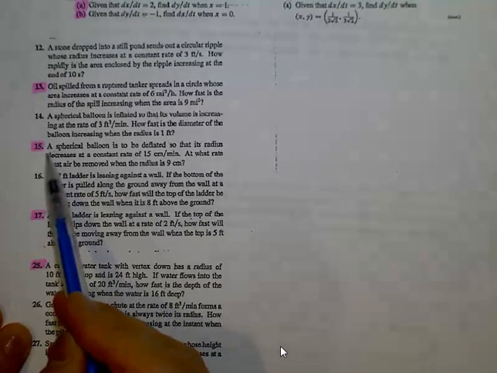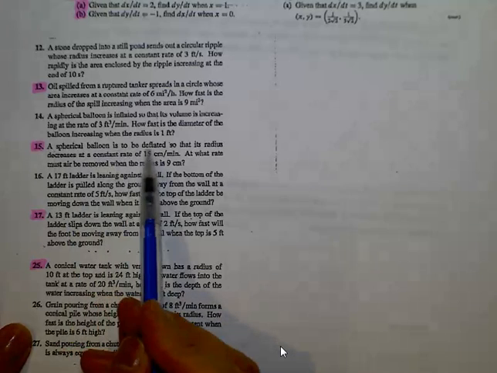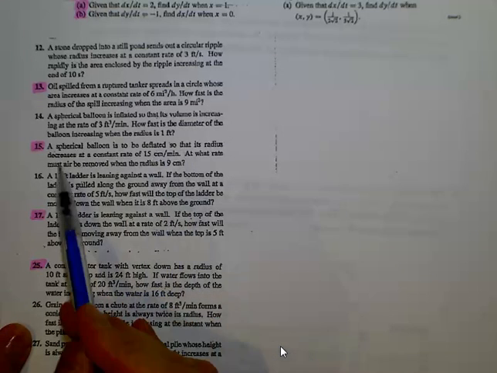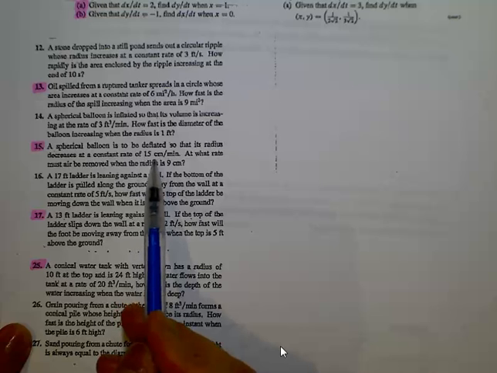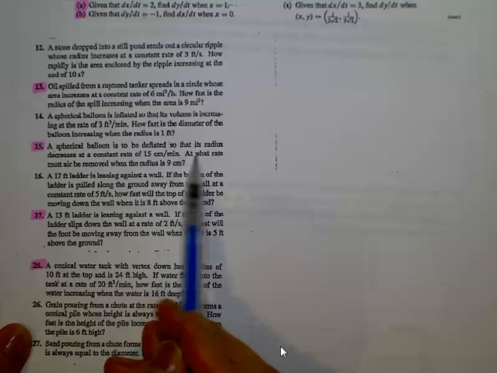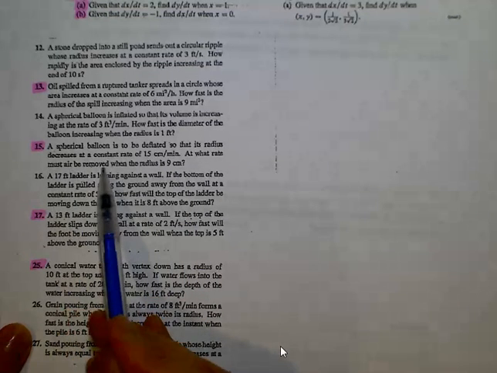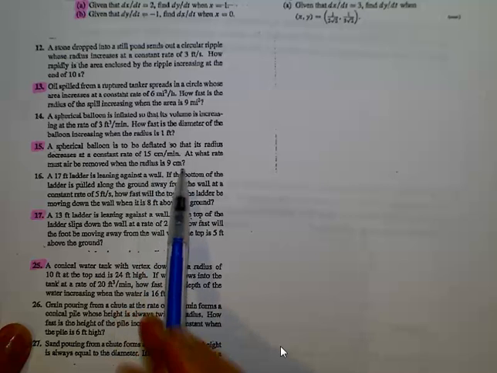Okay, the next question is problem number 15. So in 15 it says, a spherical balloon is to be deflated so that its radius decreases at a constant rate of 15 centimeters per minute. At what rate must air be removed when the radius is 9 centimeters?